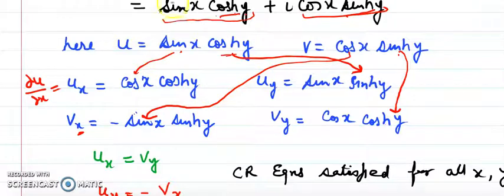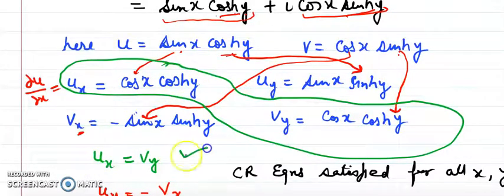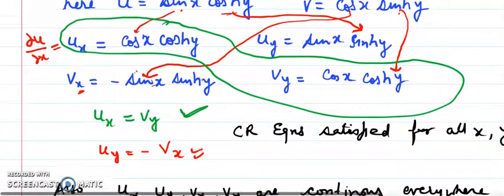What is the first relation? We see that this u_x and this v_y need to be compared. Are they the same? Yes, they are the same. Cos x cosh y here, and here also it is cos x cosh y. So my first condition is satisfied. What is the second condition? The second condition is that v_x and u_y should be of opposite sign. They are equal and opposite. We observe that u_y is minus v_x. So yes, this condition is also satisfied. They are equal but opposite in sign. So the CR equations are satisfied.